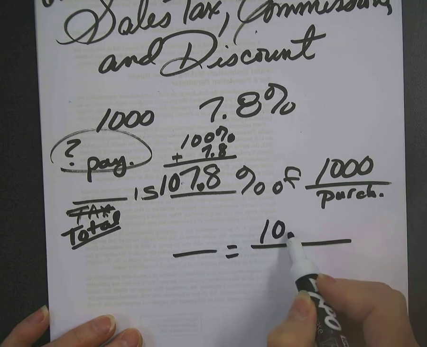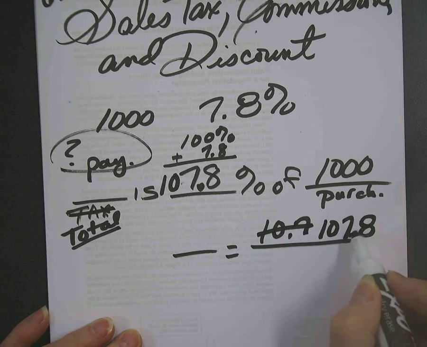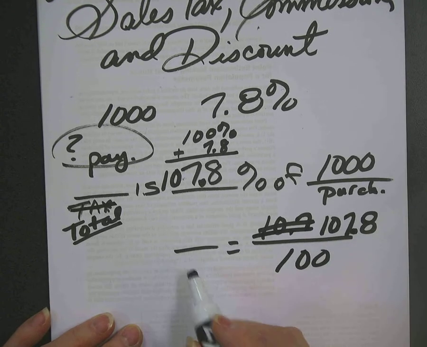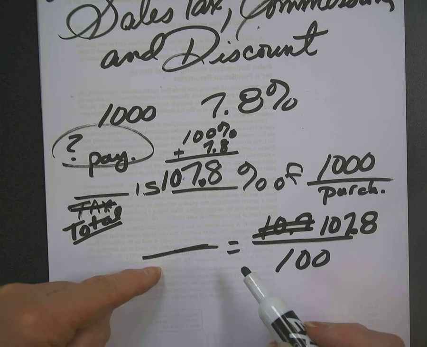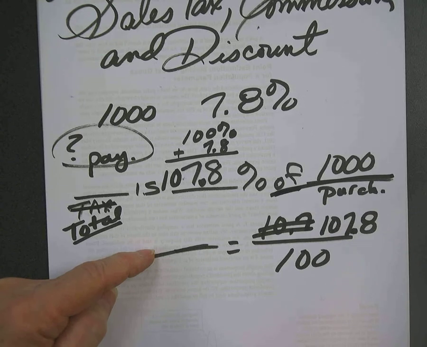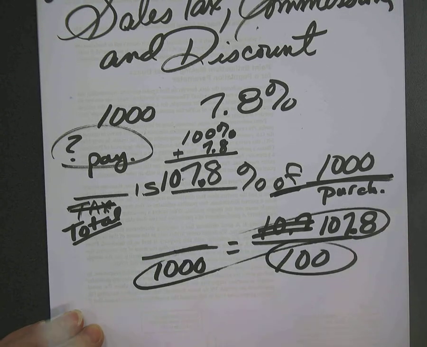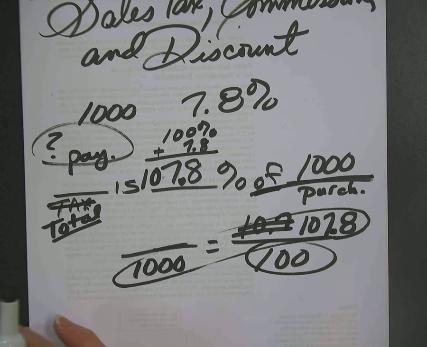So if we put 107.8%, put that over 100, where are we going to put the 1,000? That's our of, so where does it go? Top or bottom? Oh, bottom. Is of, right, bottom. So that times 1,000 divided by 100 is how much? 1,078.